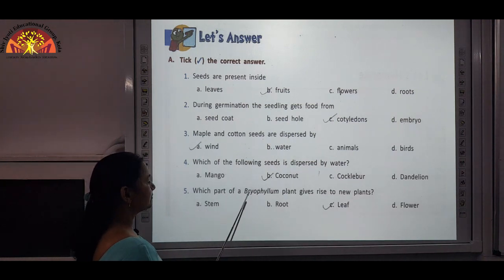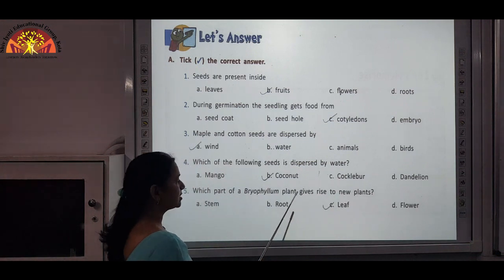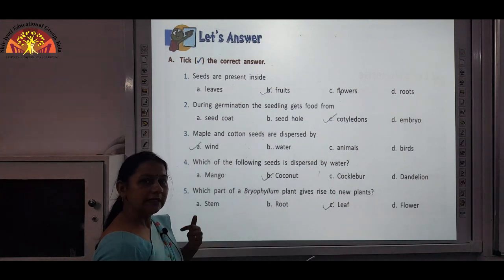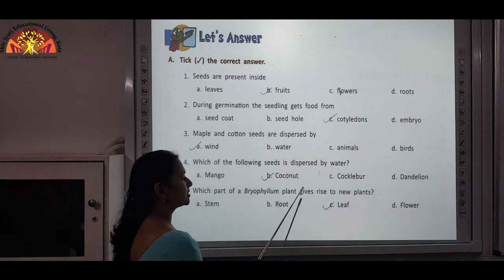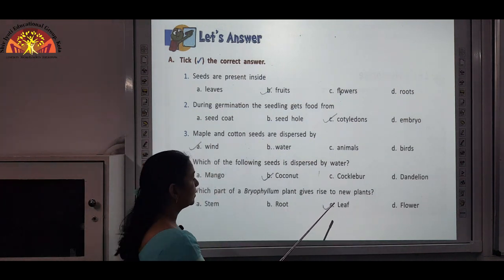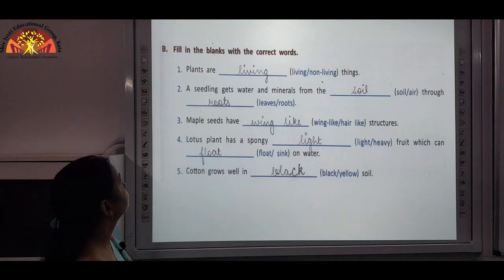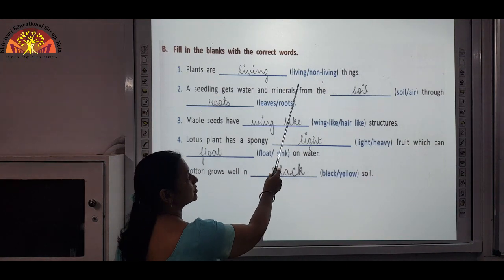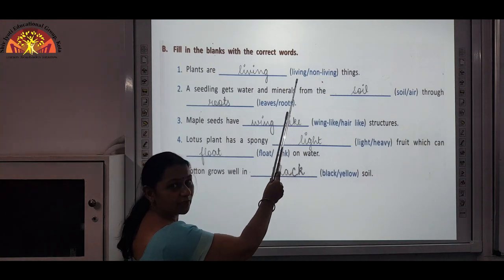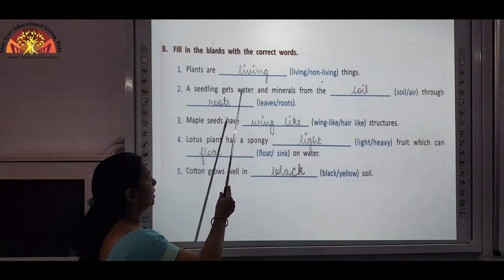Next one, which part of the bryophyllum plant gives rise to a new plant? This was the example of a leaf which gives rise to a new plant. So, the bryophyllum plant gives rise to new plants by leaf. Next exercise, fill in the blanks with the correct words. You have to choose one word which is correct, and you have to write it in the blank which is given here.